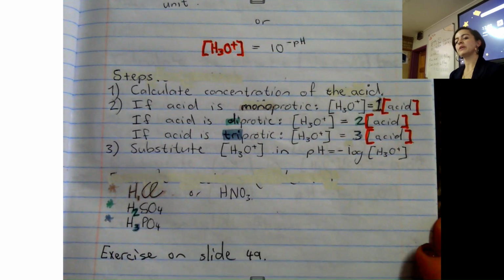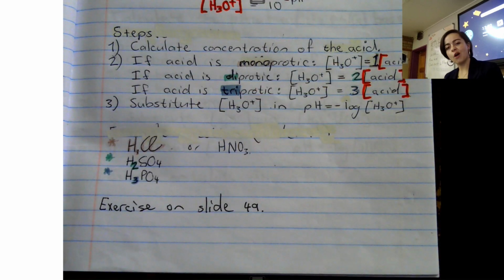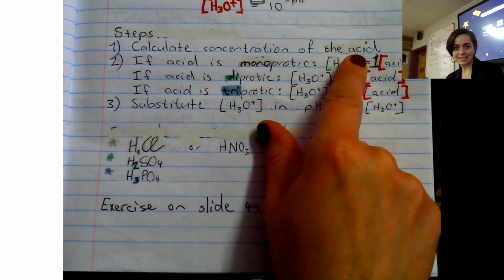Again, the only reason we can follow these steps is because they work on the premise that strong acids ionize completely. That means if I have a certain amount of acid molecules and I put them in water, all of those molecules will become hydronium ions, all of them, because they ionize completely. So the first step, if we want to calculate the pH of an acidic solution because of a strong acid, is to first calculate the concentration of the acid.